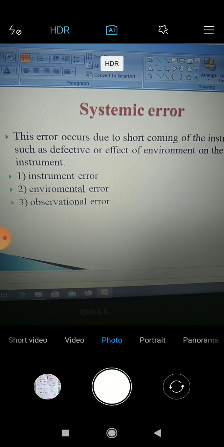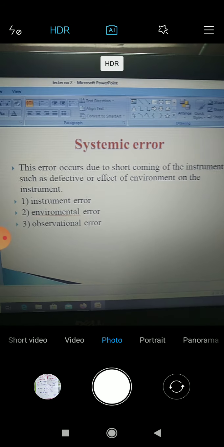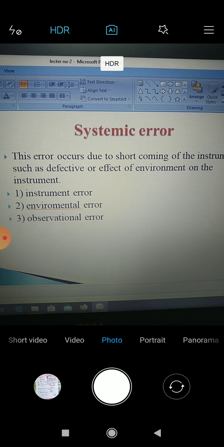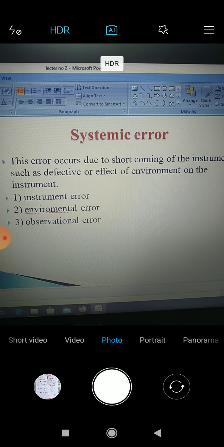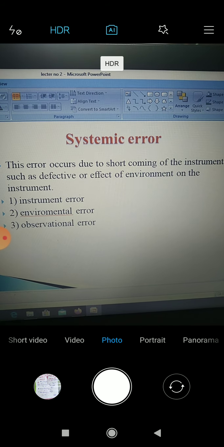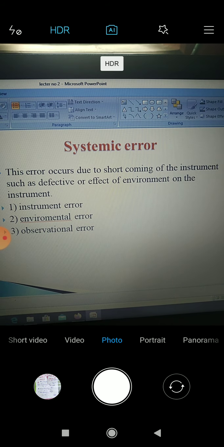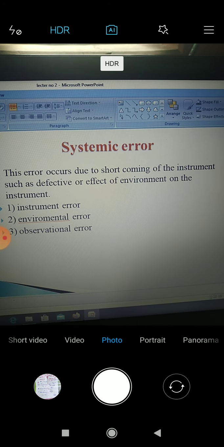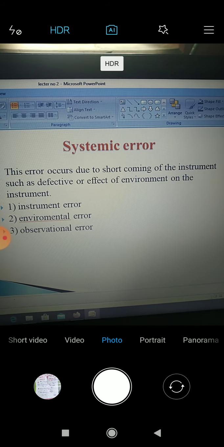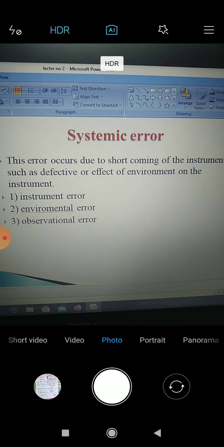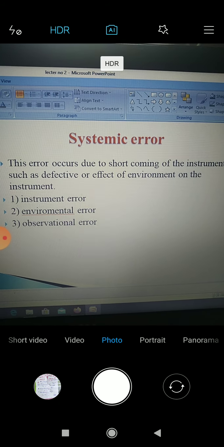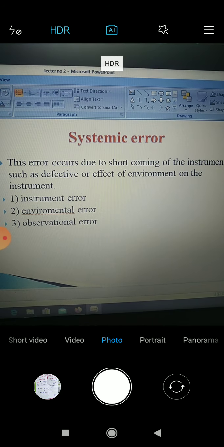Next, we'll move on to the observational error. What is the observational error? Observational errors occur by the observer due to incorrect vision of the observer while observing the pointer. This error can be avoided or reduced by taking readings carefully and using a digital instrument.